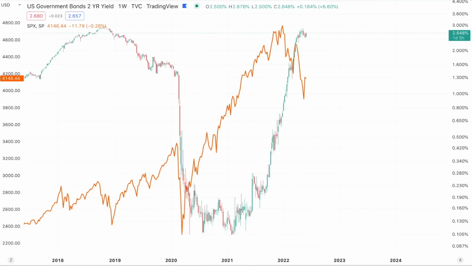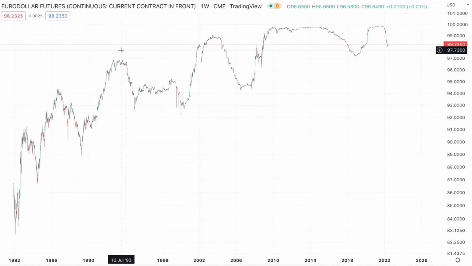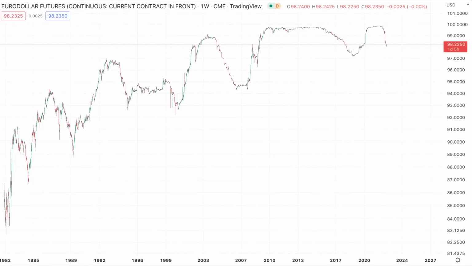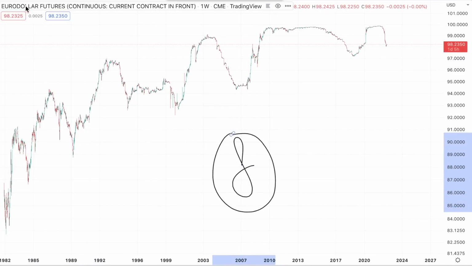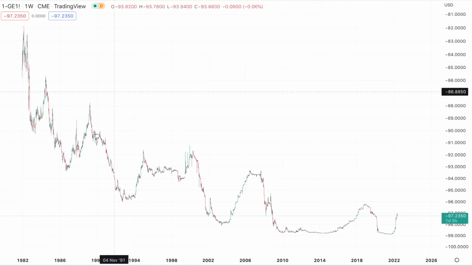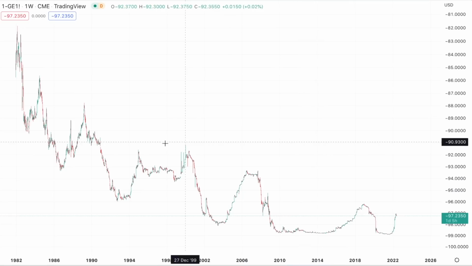Now, a large part of what makes up the 2-year yield is the market's anticipation of monetary policy, what the Federal Reserve is going to do. That's very, very important. And so we can look at that through the eurodollar future. This pretty much tells you what the market is anticipating in terms of monetary policy. Now I'm going to invert this chart so that it makes more sense here, and you can actually see what this looks like. It looks exactly like the Fed funds rate.